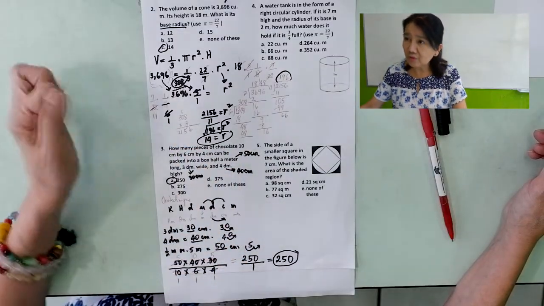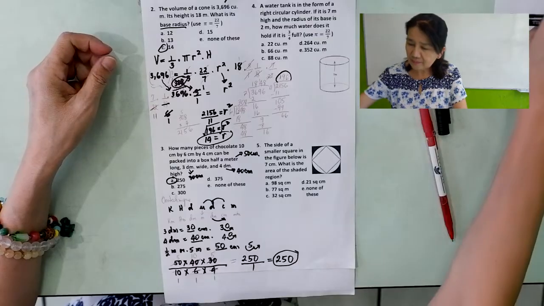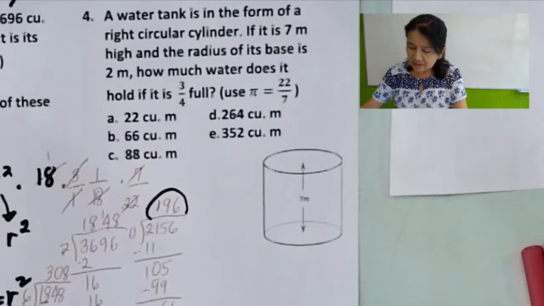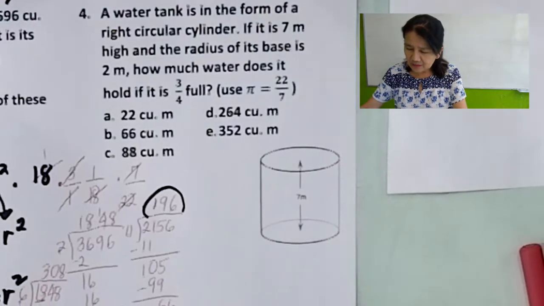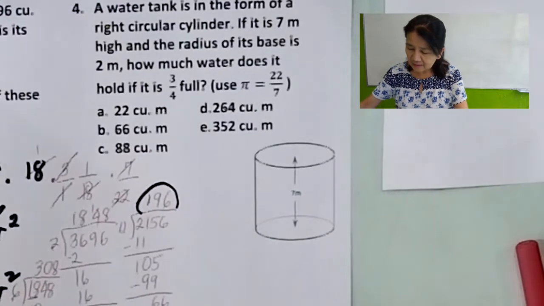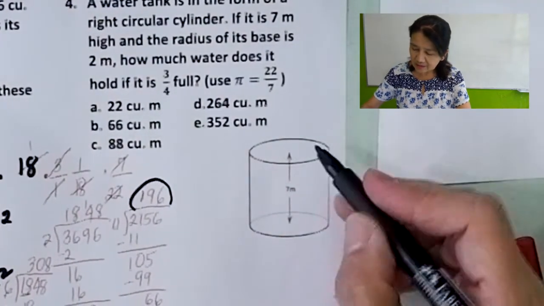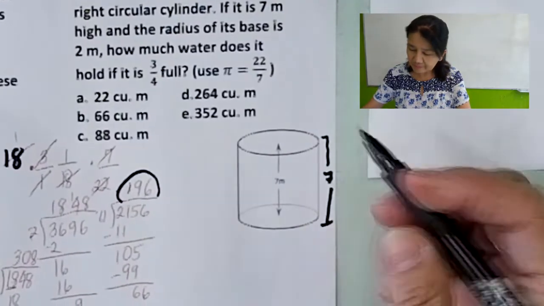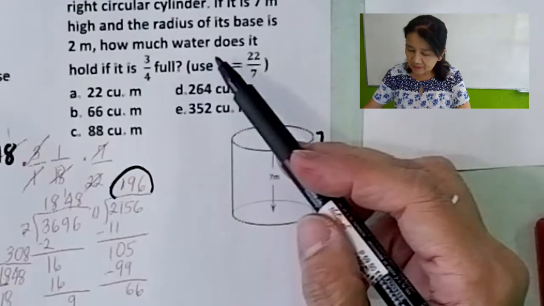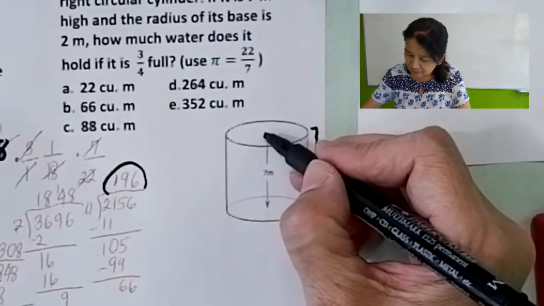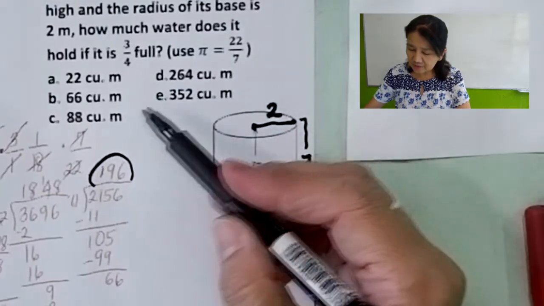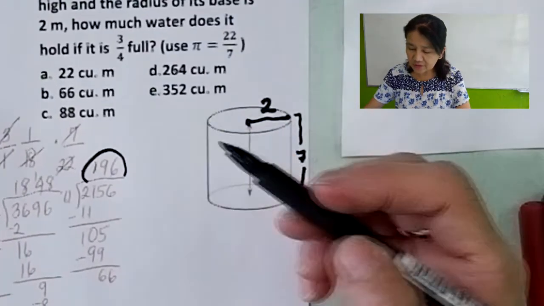Problem number 4. A water tank is in the form of a right circular cylinder. If it is 7 meters high, there we have here 7 meters high. So this is 7. And the radius of its base is 2 meters. So from here to here, that is 2 meters. How much water does it hold if it is 3/4 full?